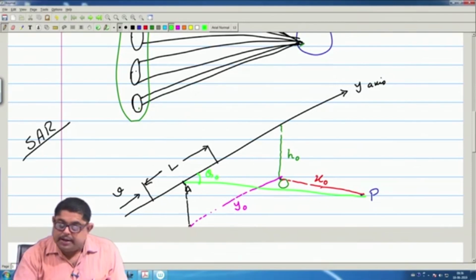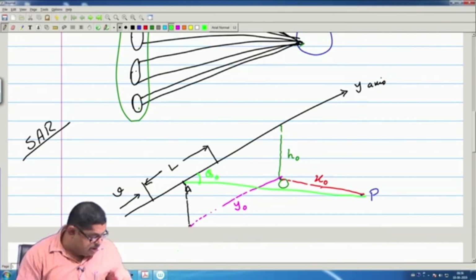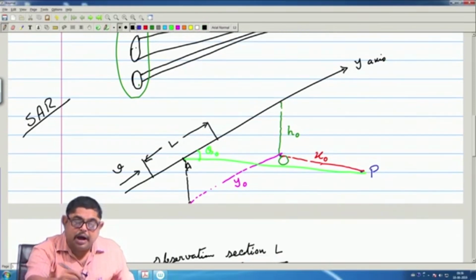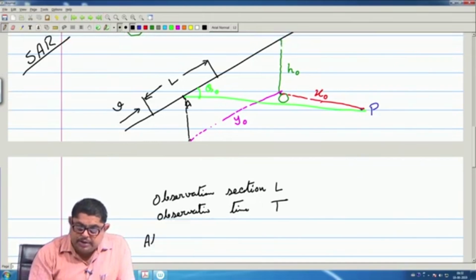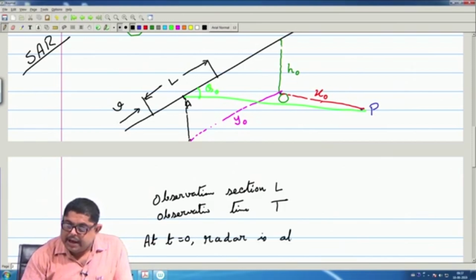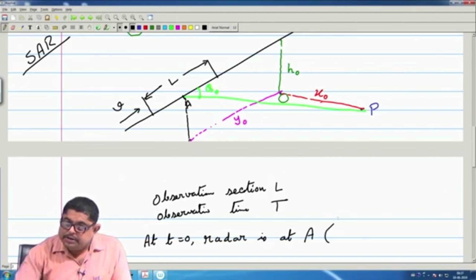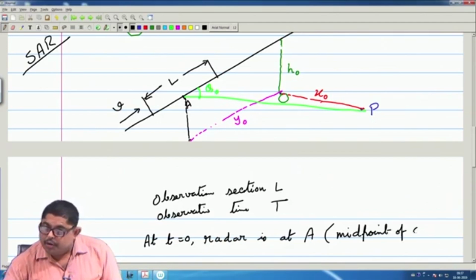Actually, if I go to another point, it will be a different angle. Theta naught I am saying because we are assuming one thing, that at time t is equal to 0 radar is at A. What is A? Midpoint of observation section.